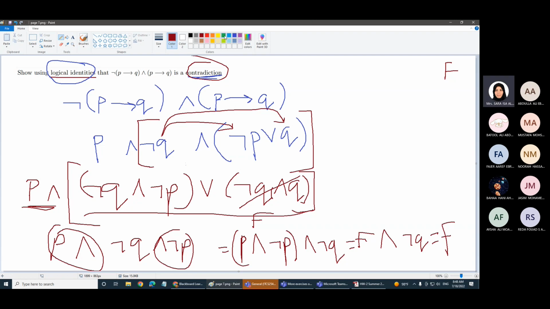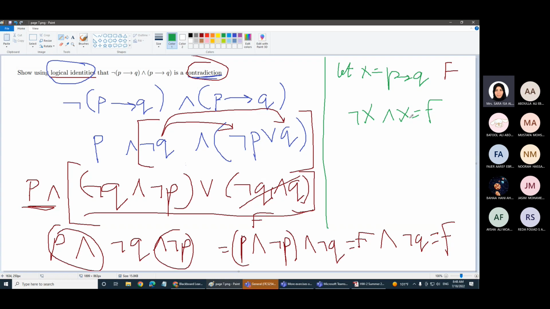Maybe another student would say no, I will solve the same problem in another way. I will say let X equal P implies Q. Rewrite not X and X. This is false in one step, and that's it.